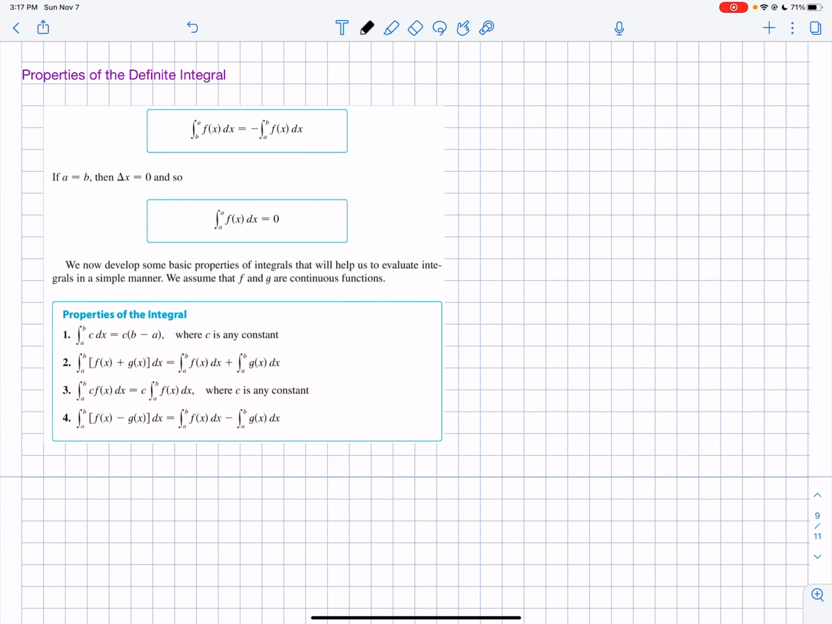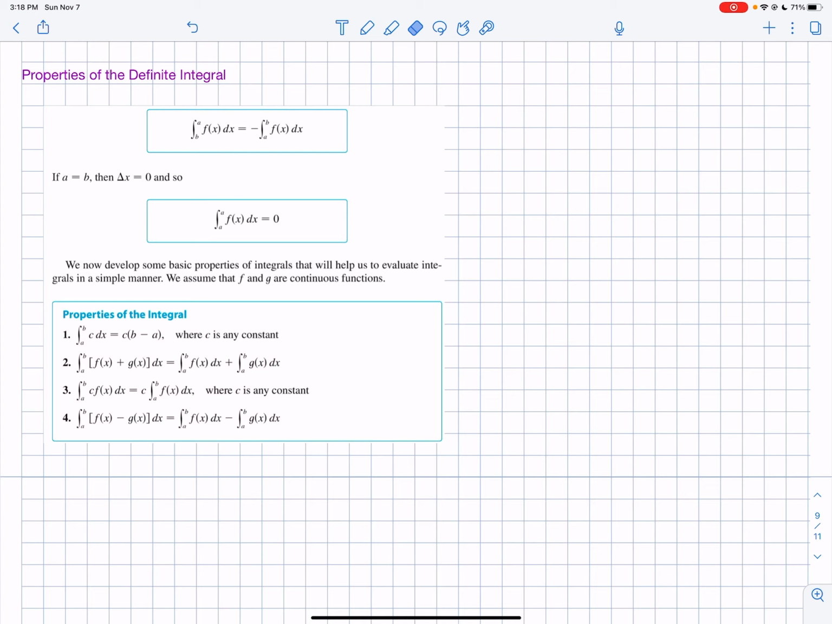Properties of the definite integrals. If we change the interval from a to b, we always consider the a first on the left-hand side and then the b on the right-hand side. So this is what we assume, that a is less than b. If we change this from b to a, then all we need to do is put a minus in front.